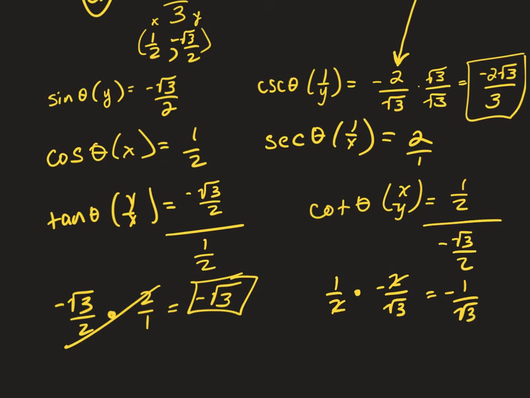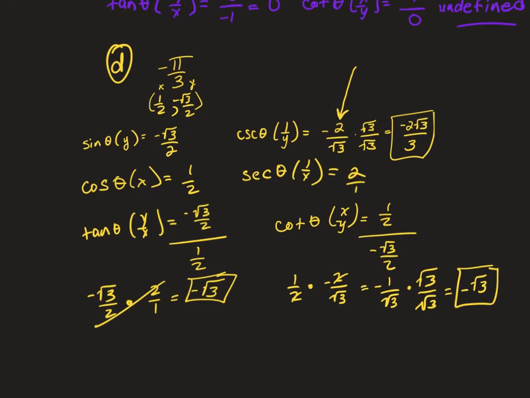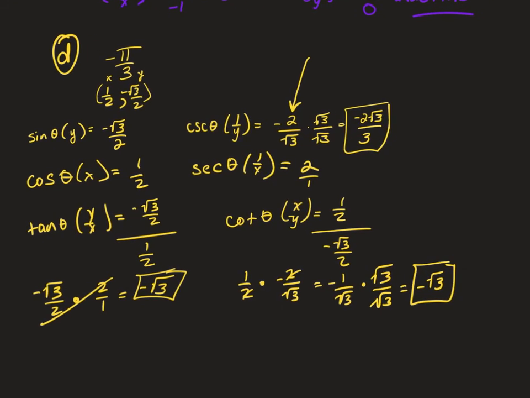You can leave it like that for WebAssign. But for your test or quiz, you've got to rationalize, and you'll get negative root 3 over 3. How do we feel? Oh yeah, I forgot the 3, I'm sorry.